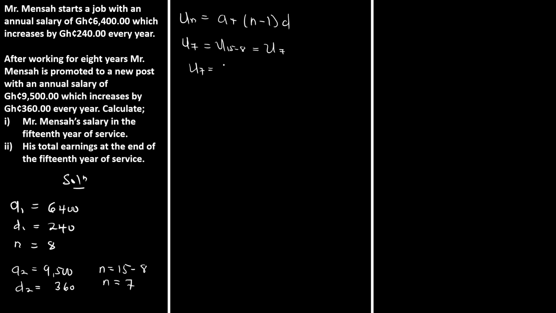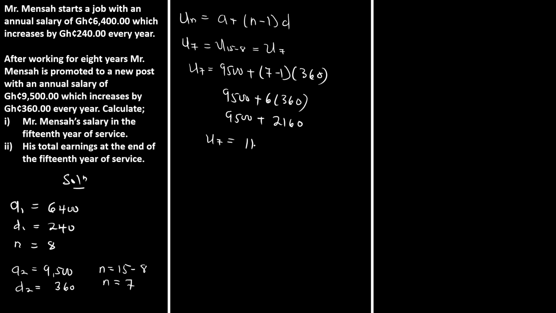So it means that we have 9500 plus 7 minus 1 multiplying the 360, right? That'll give me 9500 plus 6 times 360, and then that will give me 9500 plus 2160, and then it will just sum up to 11660.00. So on the 15th year, Mr. Mensah received 11660.00 cedis. That was the amount that he received during that time. So we've been able to do the first question.